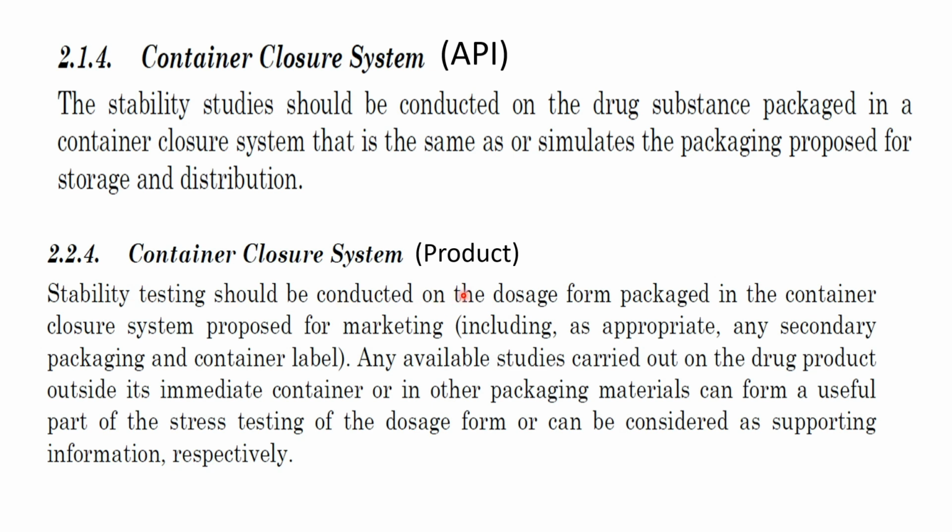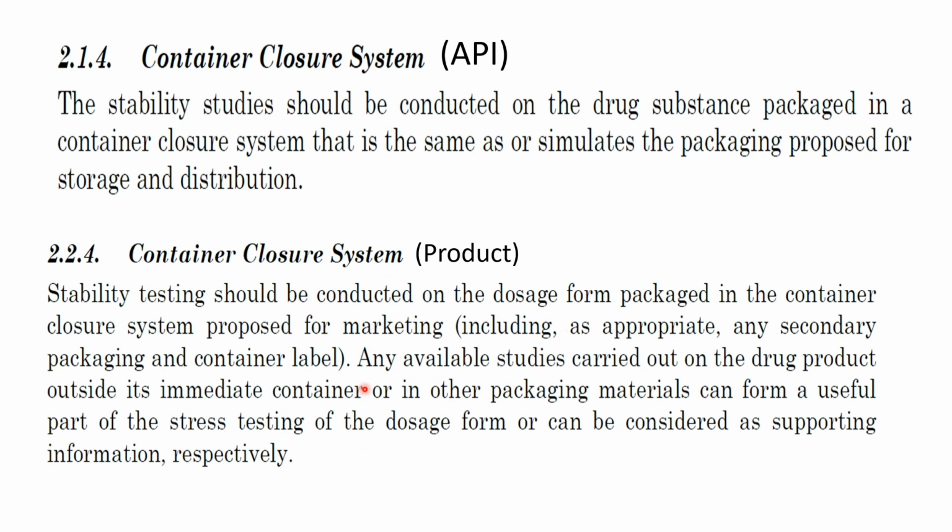Second, the container closure system for the product. Stability testing should be conducted on the dosage form packaged in the container closure system proposed for marketing. Any available studies carried out on the drug product outside its immediate container or in other packaging material can form a useful part of the stress testing of the dosage form and can be considered as supporting information.